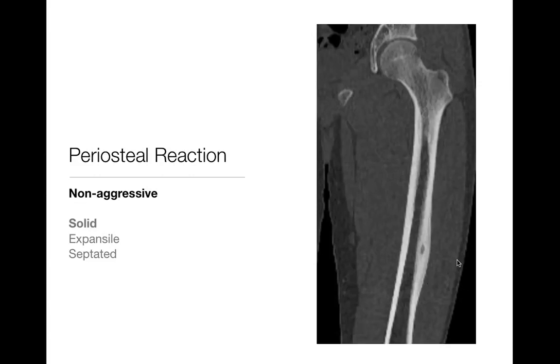So basically the bone is responding to the, in this case, the osteoid osteoma in it, and has time to lay down new bone around it, and this solid bone is what we get. And so this is a typical non-aggressive pattern, a solid periosteal reaction.